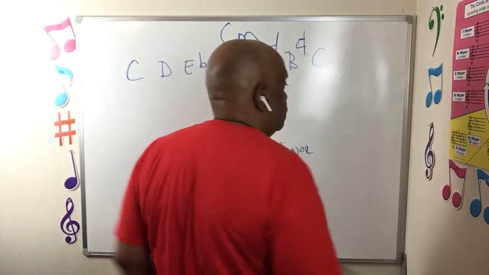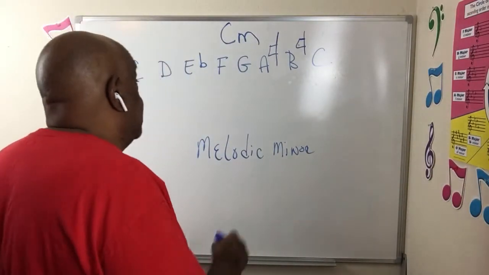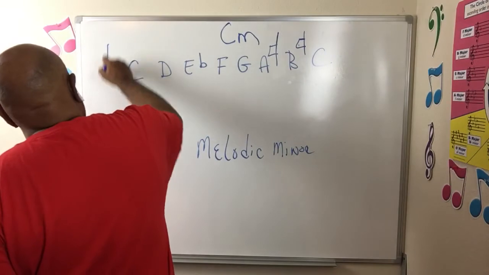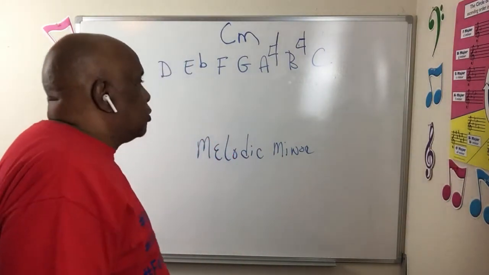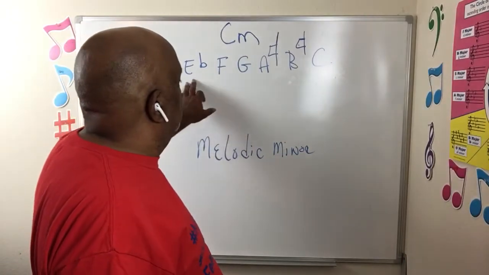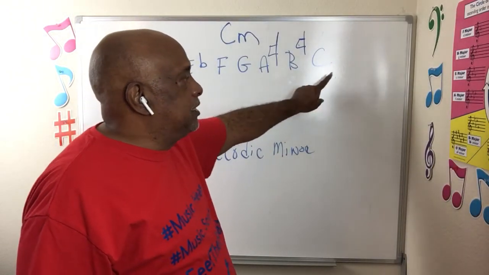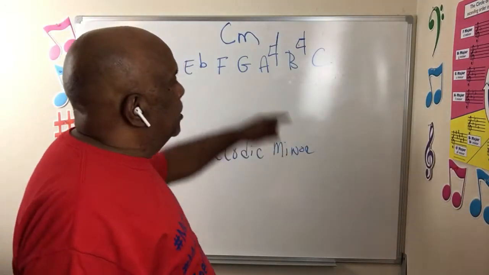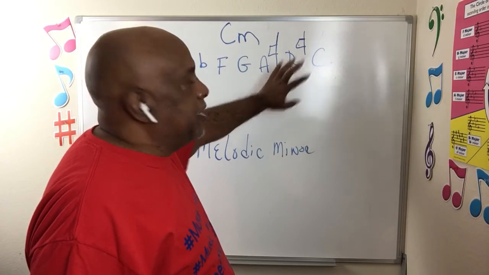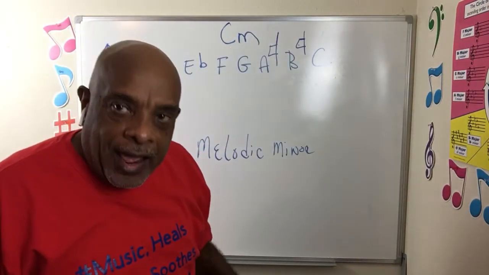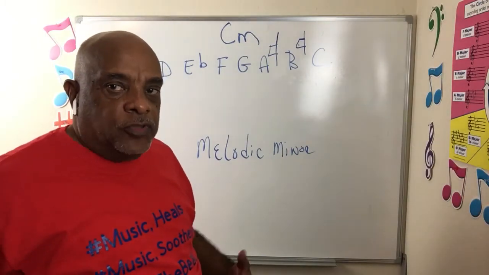Well, those are natural, my version of natural signs, all right? So one more time, and this is ascending, going up the scale. So going up the scale, it'd be C, D, E flat, F, G, A natural, B natural, C. Why? Because the sixth and the seventh degree of the C minor scale is raised a half step. Okay, I know I keep repeating, but I want you to understand this.